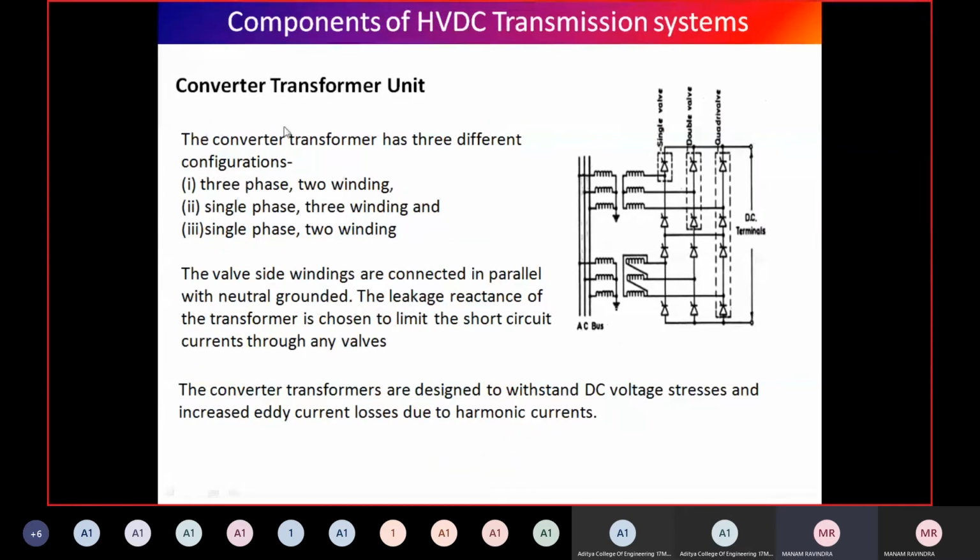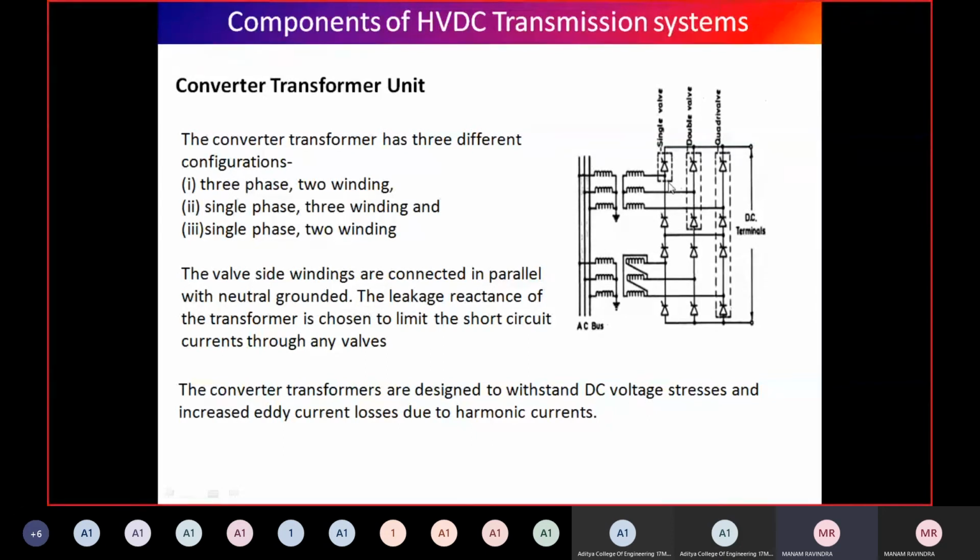Next, coming to the converter transformer unit. There are three configurations we can see: 3-phase 2 winding, single phase 3 winding, and single phase 2 winding. These are connected in parallel with the neutral grounded here. The main point to remember is that the leakage reactance of the transformer is chosen to limit the short circuit currents through any valves. This is the main point.